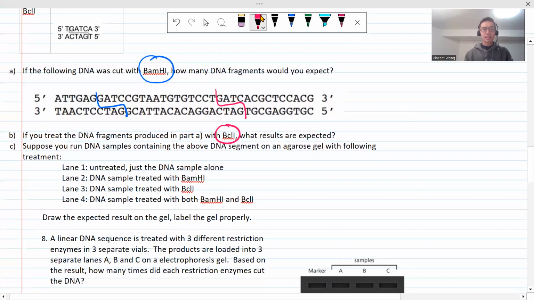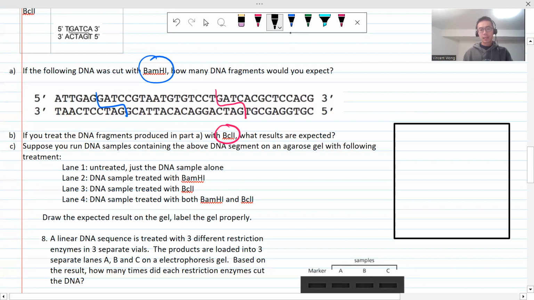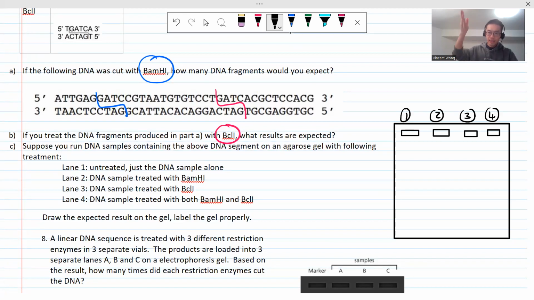And now part C, that's the part that requires a little bit of thinking. Okay? So it says we are going to load different DNA samples into a gel, and we have 4 lanes. Okay, so I'm just going to draw 4 lanes here. These are wells, right? To load your DNA sample, they should be the same size, but it's hard to draw on the computer. But this is lane 1, 2, 3, and 4. And in each lane, we are going to be loading a particular sample. And the question actually tells you what sample we are loading.